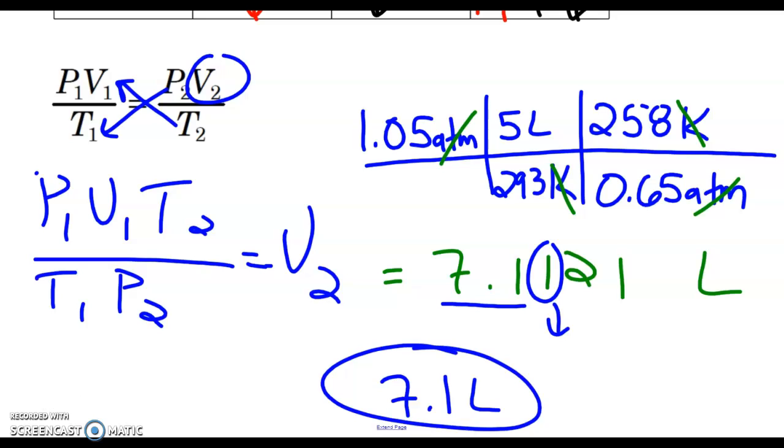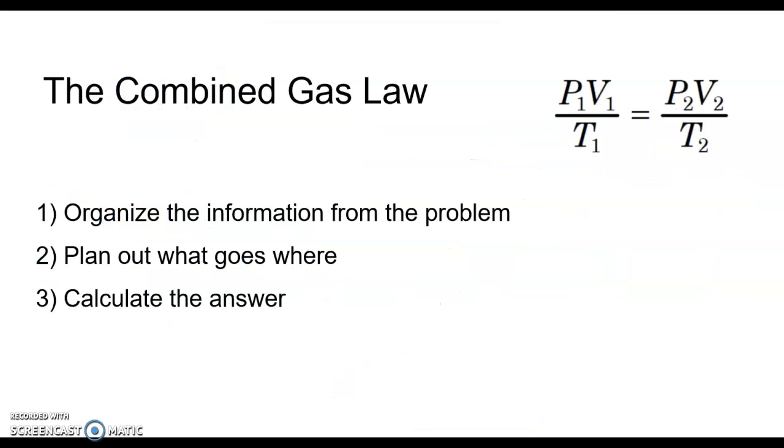So in these 2 videos, we have learned how to use the combined gas law. Remember that the 3 steps are to organize the information using the IFE table, 2, to plan out what goes where by rearranging the equation, a very important step. Don't try to skip that step. And then finally to calculate the answer using our railroad tracks and calculators.